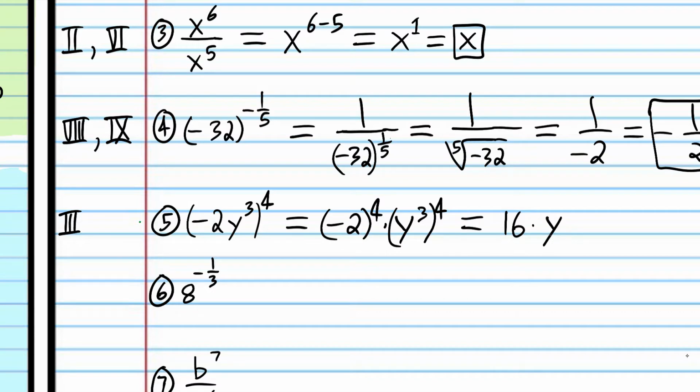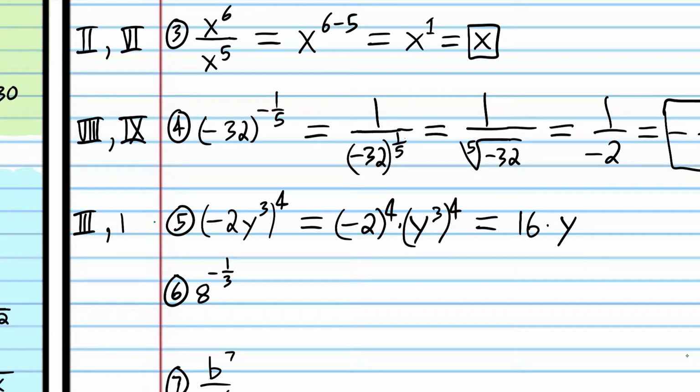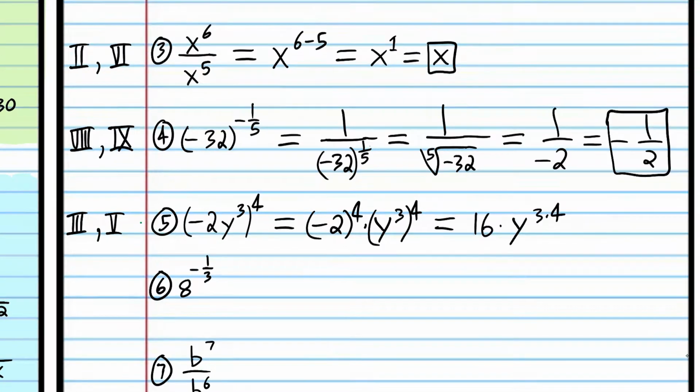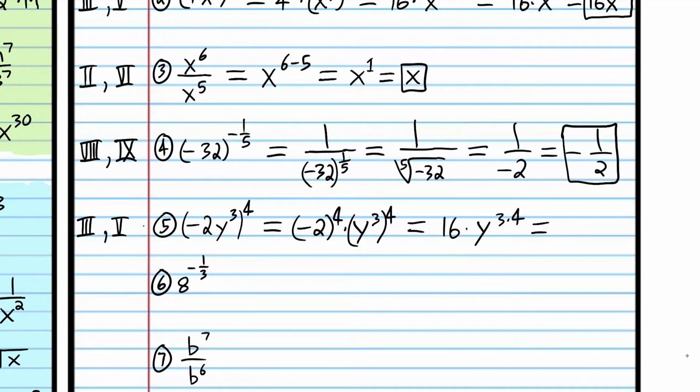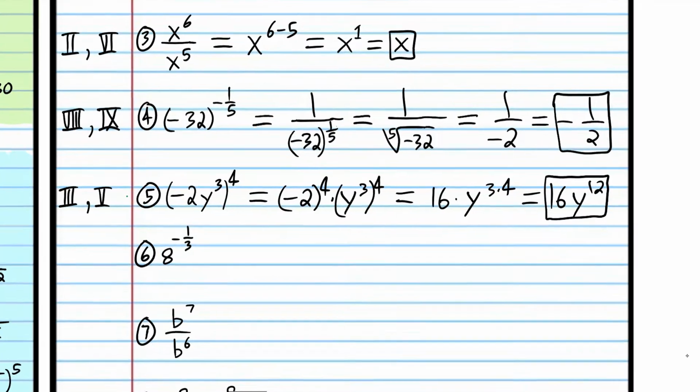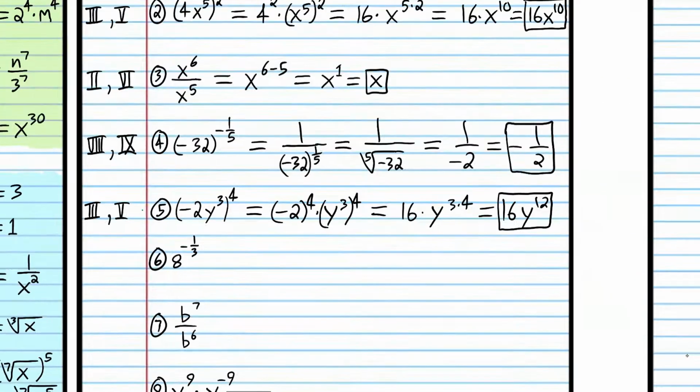And then we're going to use rule number 5, which is if you're raising a power to another power, then you just multiply the powers. So we get 16 times y to the 12th. And again, I'm going to start skipping some of these steps because you don't really need to show the step where you get rid of that dot. All right, so if you got that answer, good job. Go ahead and try number 6.